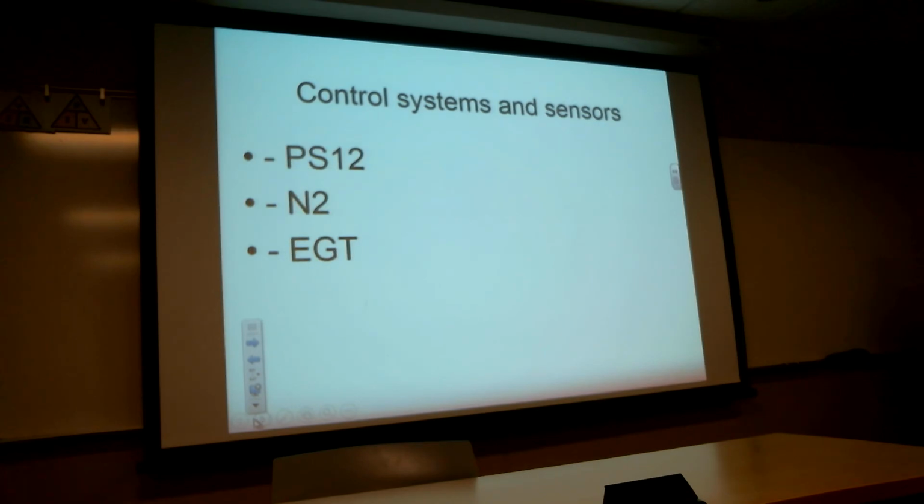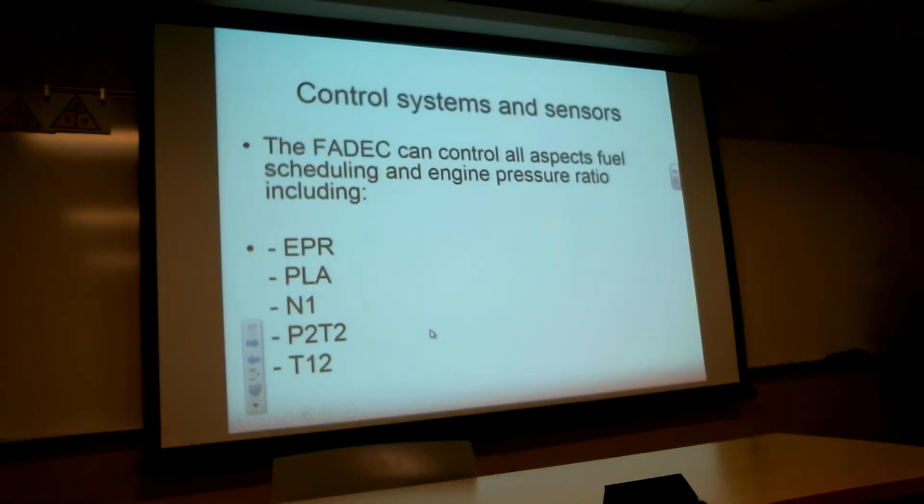Is there one more there? Nope. So we'll start with these. So it's going to sense the EPR, the engine pressure ratio, the PLA, which is also the TLA, power lever angle. Might add that to your glossary. It's going to sense the N1 speed. That's going to be your low pressure compressor and turbine. So it's going to be looking to see what the engine is doing speed-wise.